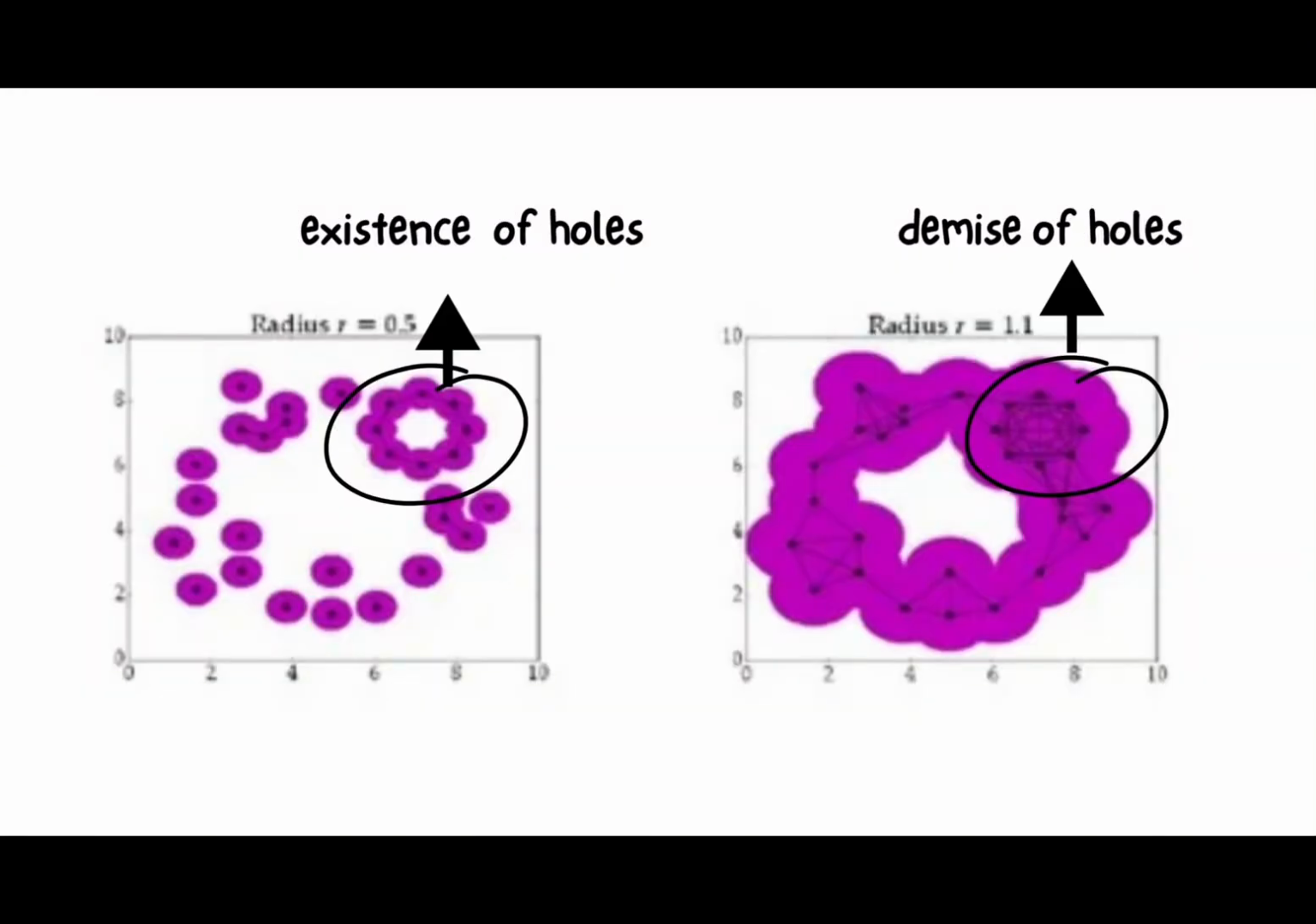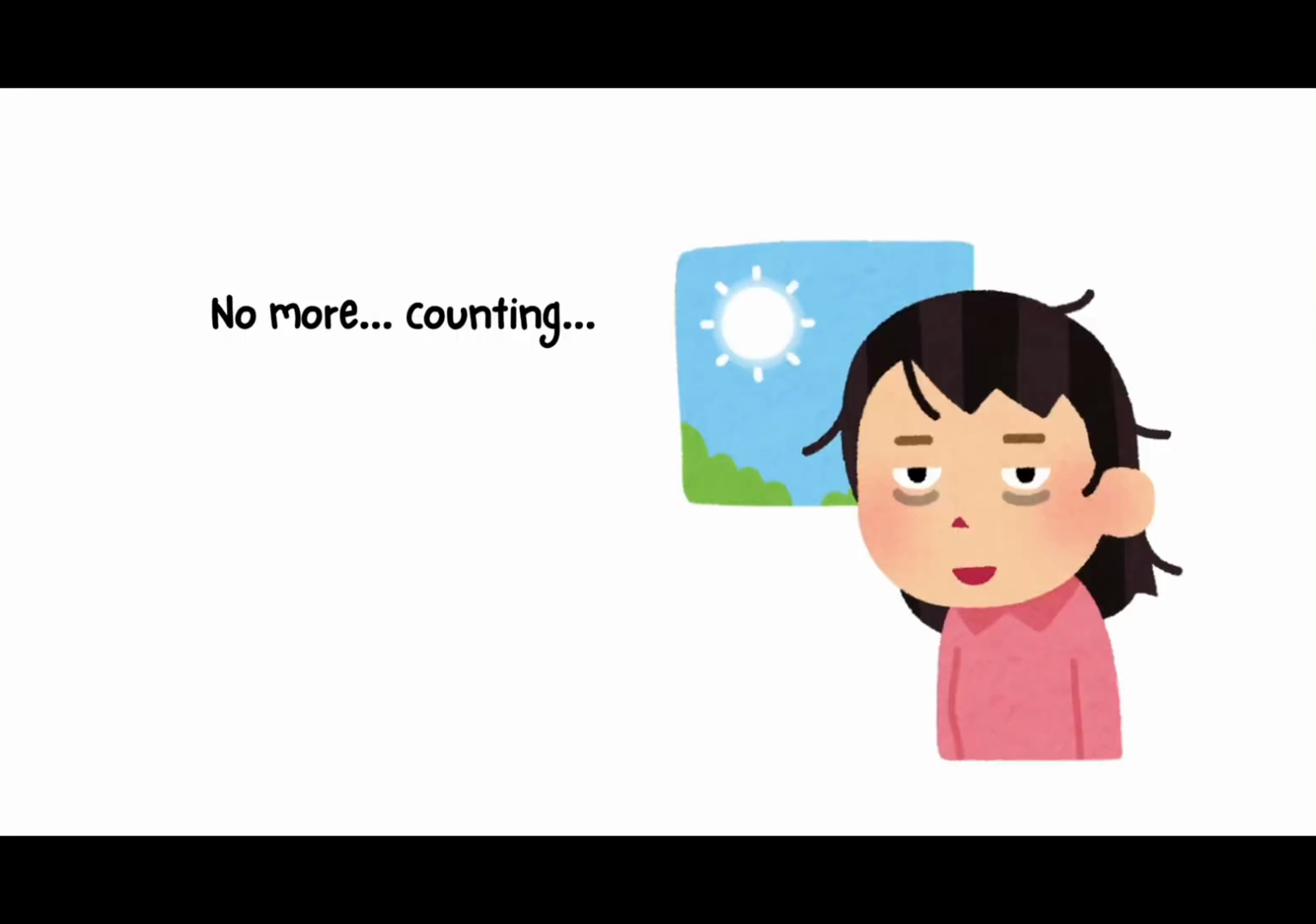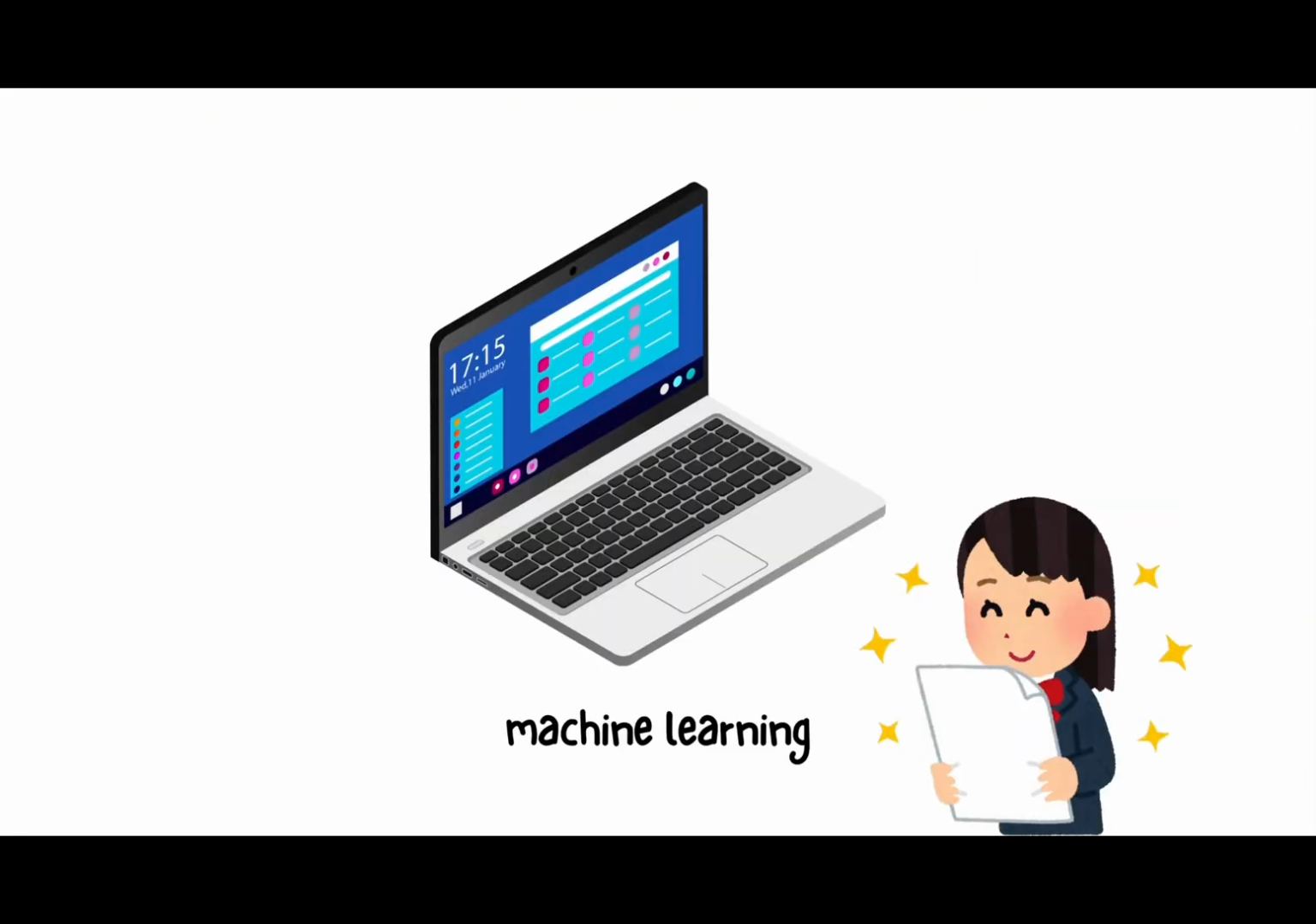We can see that as the radius changes, holes are formed, some of which are there for a long time, and some of which disappear quickly. In TDA, the main analysis is the existence and demise of holes. In real life, we have to face a huge amount of data. We will hardly count the number of holes one by one. And why not just leave it to the machine to do it?